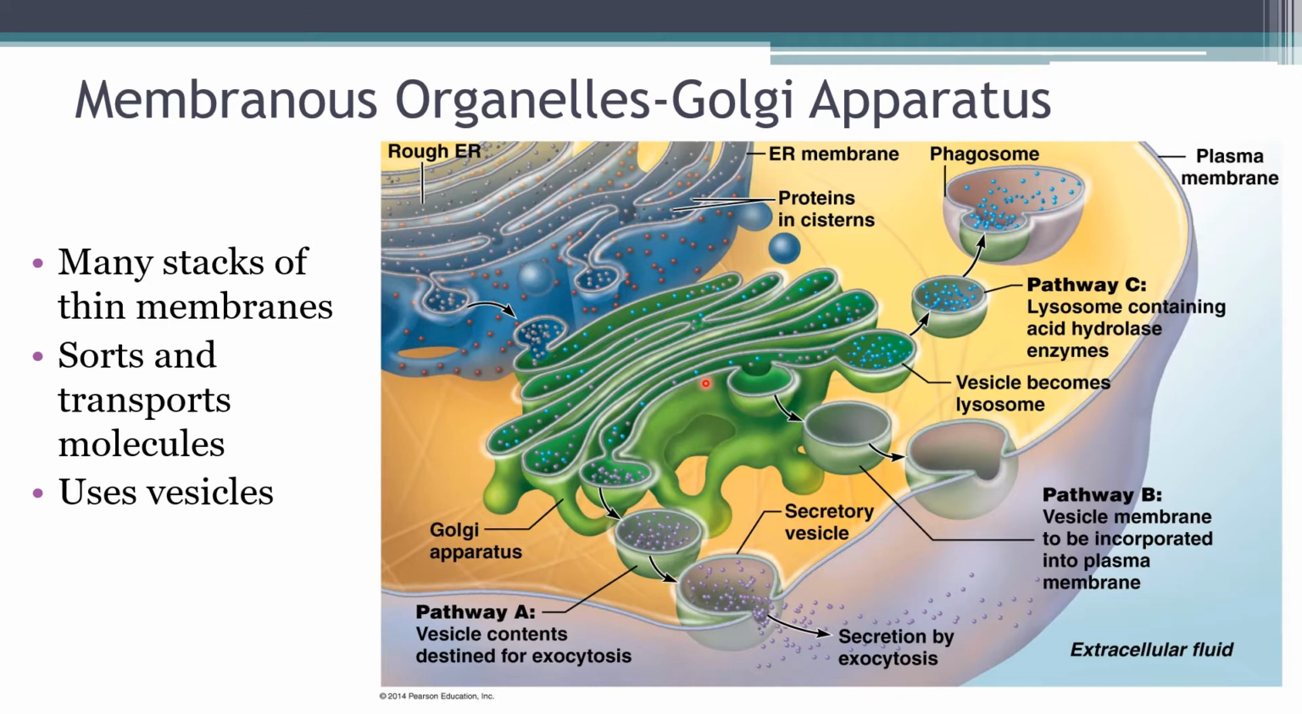correct location. So in a lot of ways, the Golgi apparatus is kind of like the post office of the cell. It receives the package from the endoplasmic reticulum, and then it reads the address and says, oh, you're supposed to go to the membrane, or oh, you're supposed to go to some organelle inside the cell. So the Golgi sorts and then also uses vesicles to transport those substances to the right location.